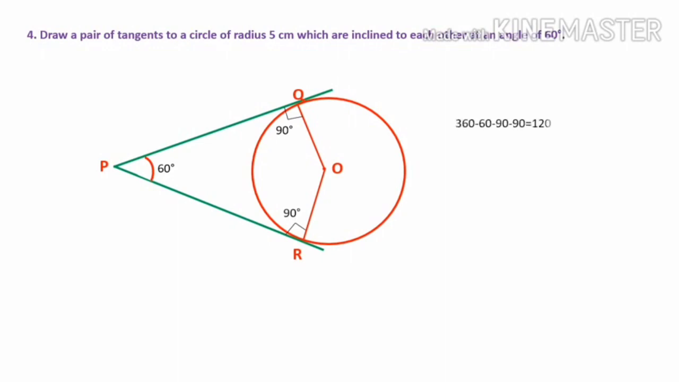Then we can easily calculate this angle, because this is a quadrilateral, 1, 2, 3, 4 sides. Quadrilateral means the total angle is 360. From 360 we have to subtract these three angles, 60, 90, 90. So we will get the final answer as 120. Means this angle is 120. So by using these measurements we have to draw the tangents.